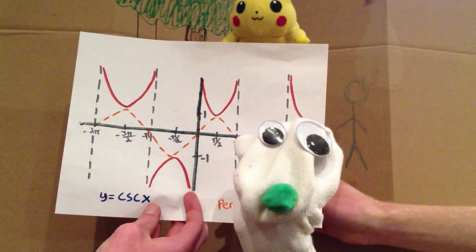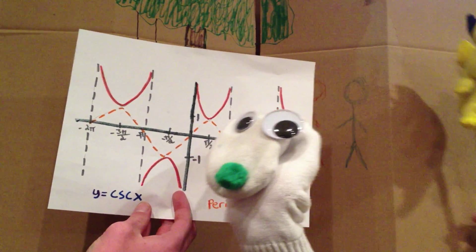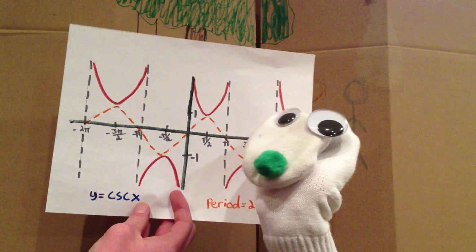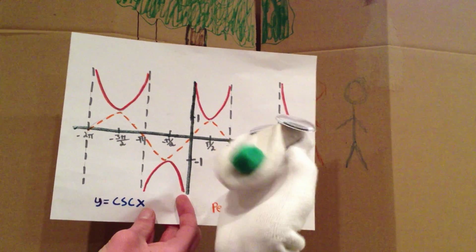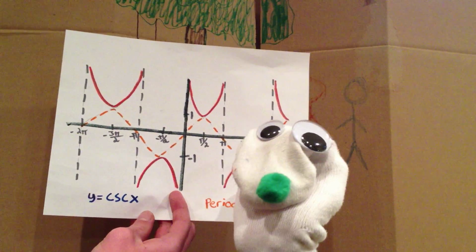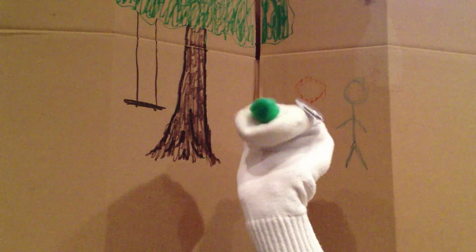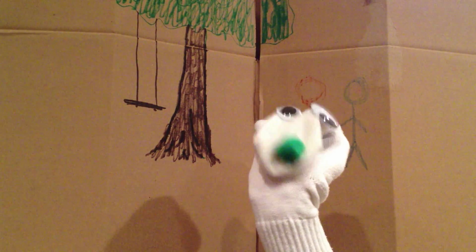Alright, so pretty cool. It also has the exact same basic points on there. It has pi over 2, pi, 3 pi over 2, and 2 pi. So there you go. The period is also 2 pi. Now we'll look at the basic graph for secant.